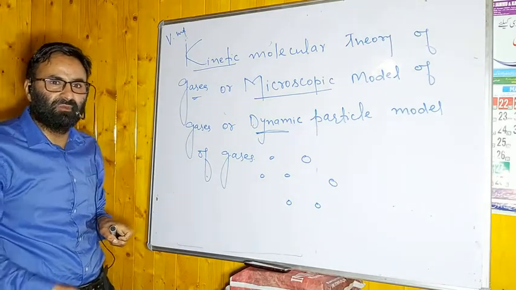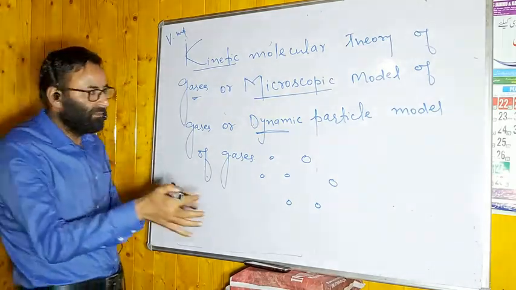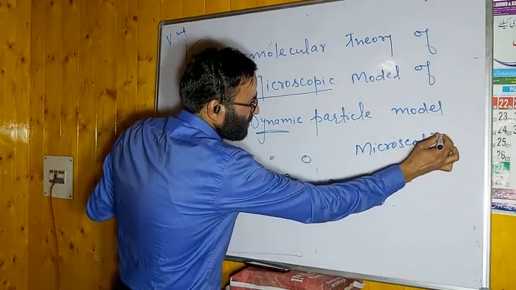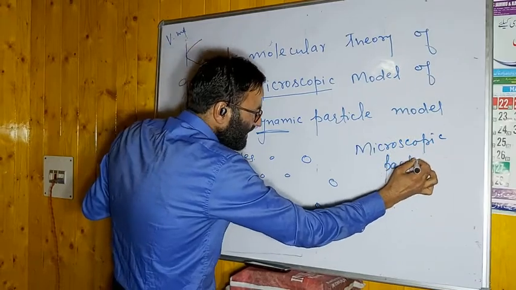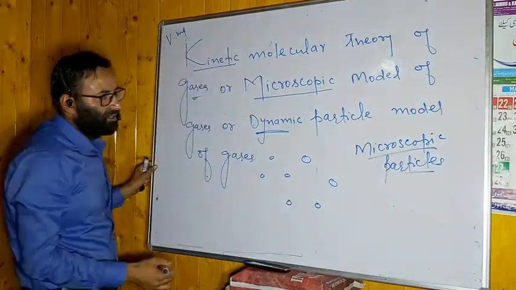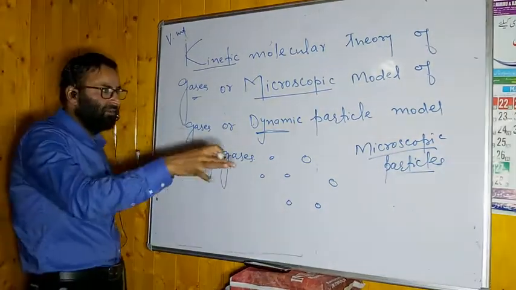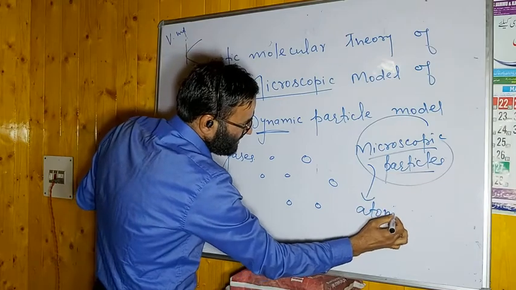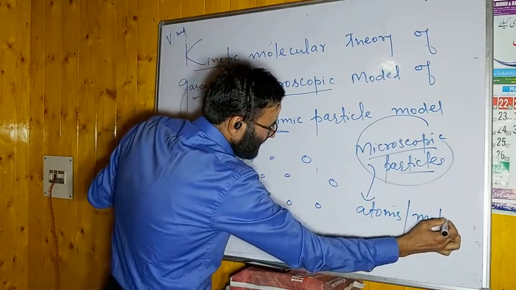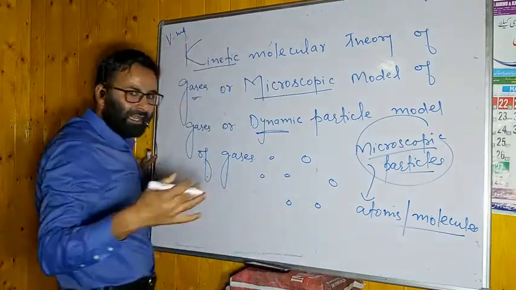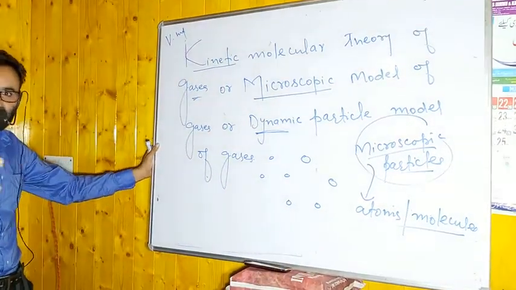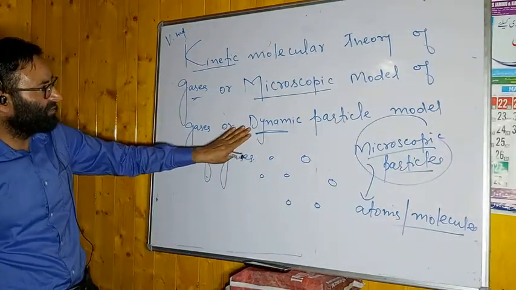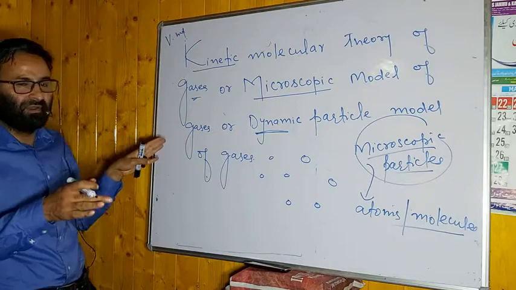This theory assumes that a gas is made up of very small microscopic particles. If we talk about this theory, it says that the gas is made up of small, very small microscopic particles. Those particles can be either atoms or molecules. For example, we have helium gas. It is made of helium atoms. If we have oxygen gas, we have oxygen molecules, but they are microscopic in nature. Hence, we have the word microscopic. You have to remember the first point.